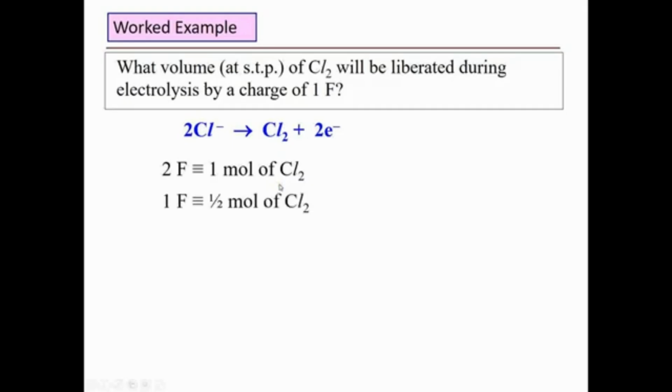For 1 Faraday of charge that's passed through, this is equivalent to half a mole of chlorine. So half a mole of chlorine gas is liberated. The volume at STP will be the number of mole multiplied by the molar gas volume at STP, which is 22.7 dm cube, and that gives us an answer of 11.4 dm cube.